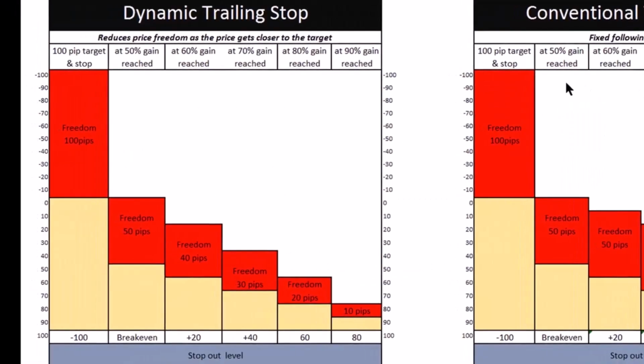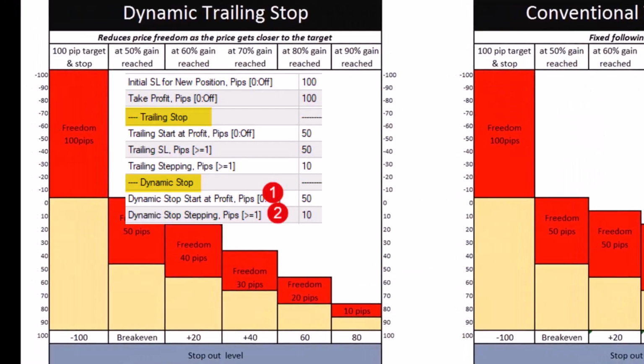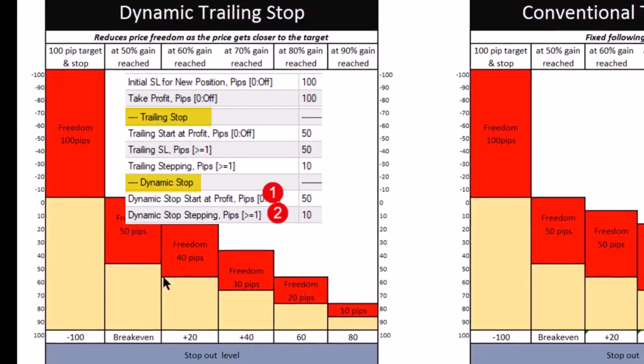Now let's have a look at the dynamic trailing stop, which has the same example: 100 pip target, 100 pip stop. We start this one off at exactly the same time. So when it goes plus 50, we have a trailing stop of 50, and we have 50 pips to go to the target, and if it reverses, then we can't get out at break even. Now it jumps to 10 pips better, so it goes to plus 60.